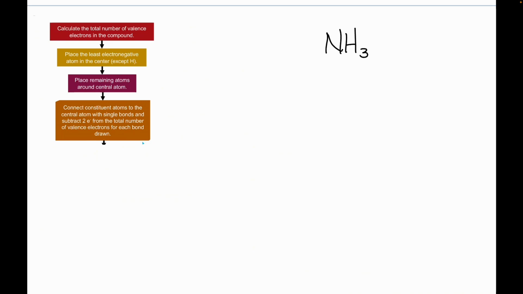Total the number of electrons we have to work with. Put down your central atom and decorate it with these constituent atoms. Draw in your single bonds and total up the number of electrons that you put down on the board.